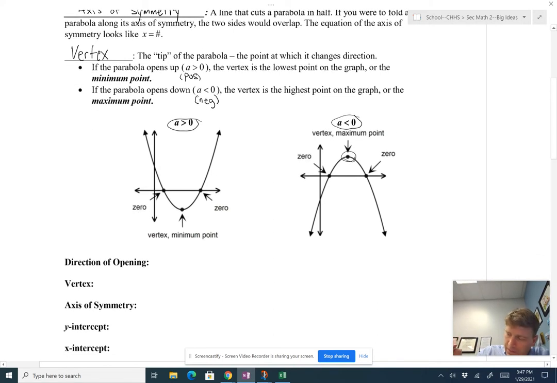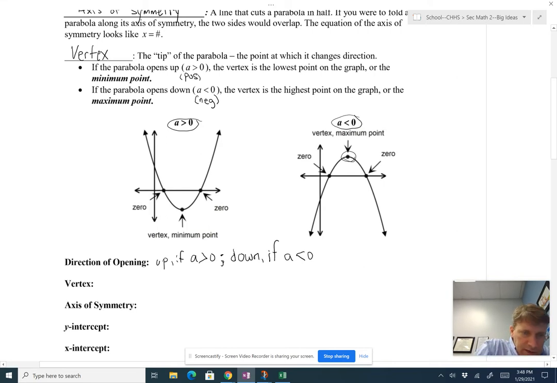Direction of opening. It opens up if a is greater than 0. It opens down if a is less than 0, or negative.